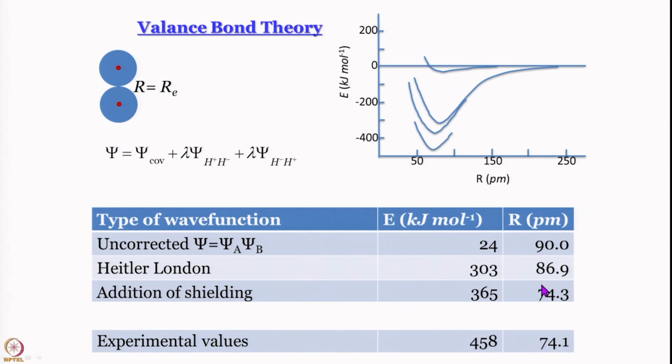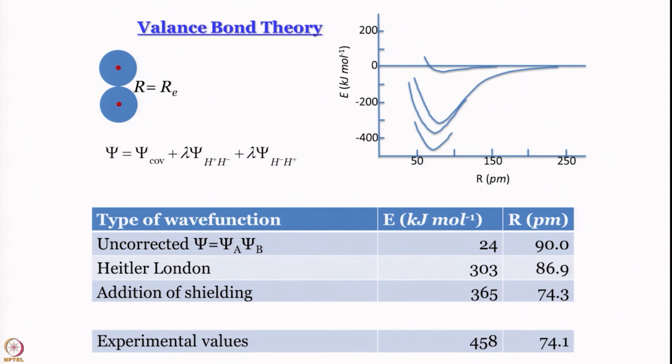So, shielding plays an important role, because with shielding the nuclei can approach each other. Shielding means the electrons actually shield the nuclear charges from each other. That is why nuclei can come closer to each other than they would have otherwise.